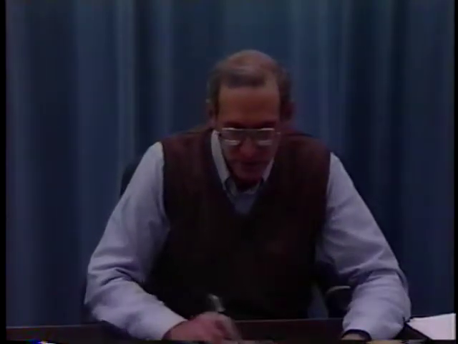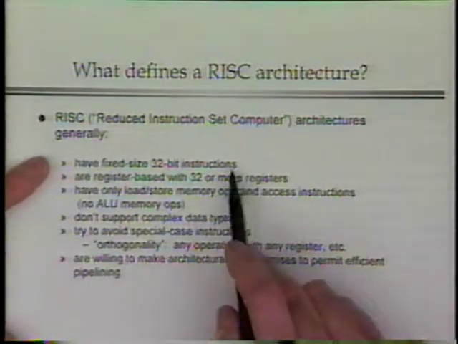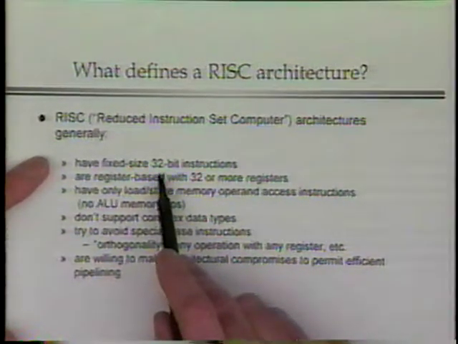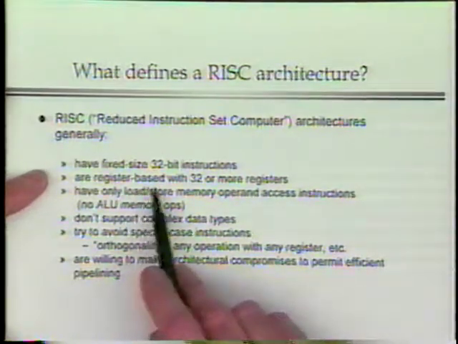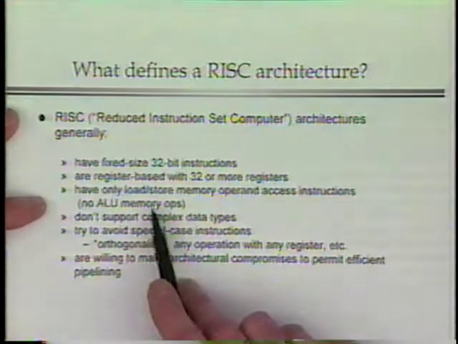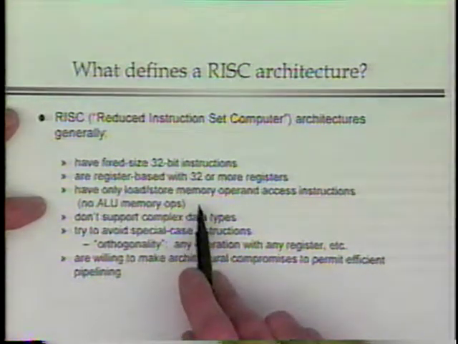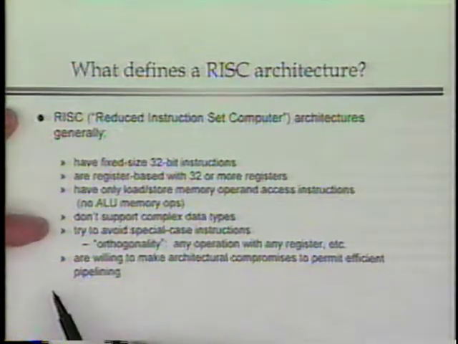All right, let's talk a little bit more in general about RISCs versus CISCs. I'll go over this quickly because we've probably talked about it in various bits and pieces throughout. Generally speaking, RISC architectures have fixed instructions. They're typically 32 bits wide. They are register-based machines, general register machines with 32 or more registers. They only have load and store operations to memory. None of the ALU operations have memory operands.